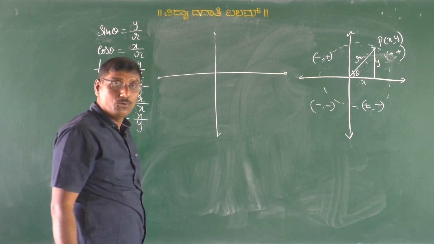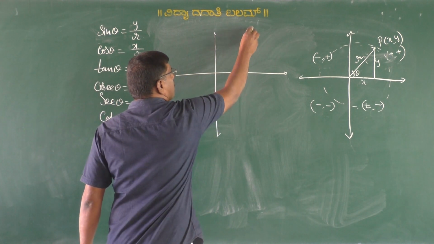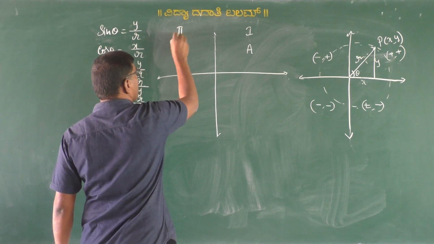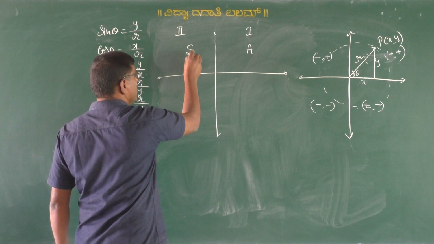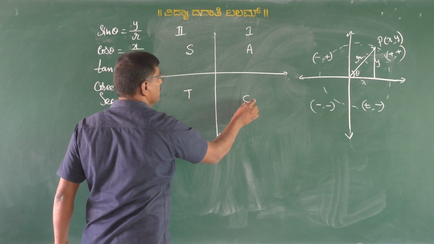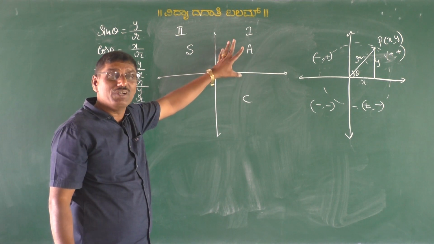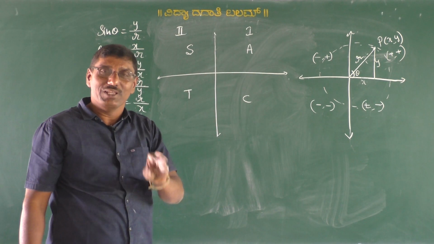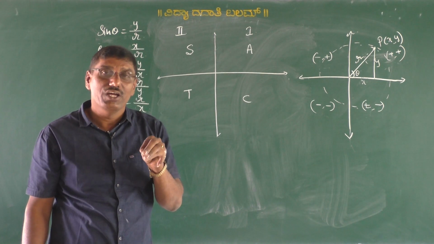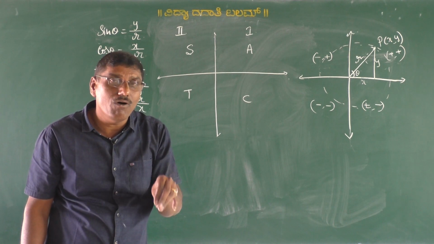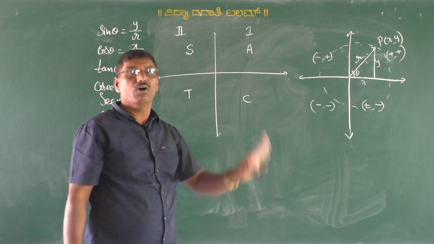This is the quadrant rule. A, because of the first quadrant. This is the second quadrant. S, T, C. This A indicates that in the first quadrant all are positive. That means all six trigonometric functions, ratios, are positive.